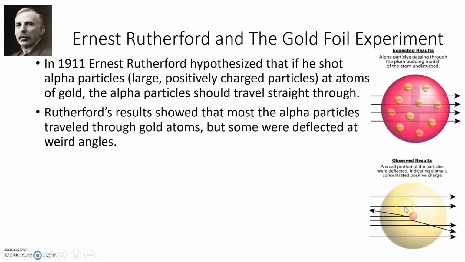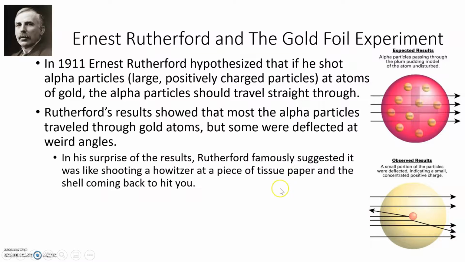What did happen, though, is that most of the particles traveled straight through. So you see these 4, 2 on top, 2 on bottom, but some of them kind of ricocheted off. They hit something in the middle and were deflected. Some came straight back, some went off at weird angles, and this surprised Rutherford. He very famously said it's akin to shooting a howitzer, a huge gun, at a piece of tissue paper, and the shell, the bullet, coming back to hit you.